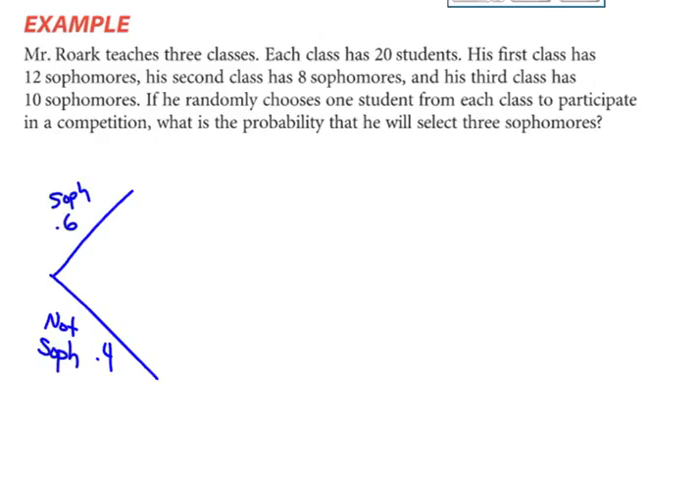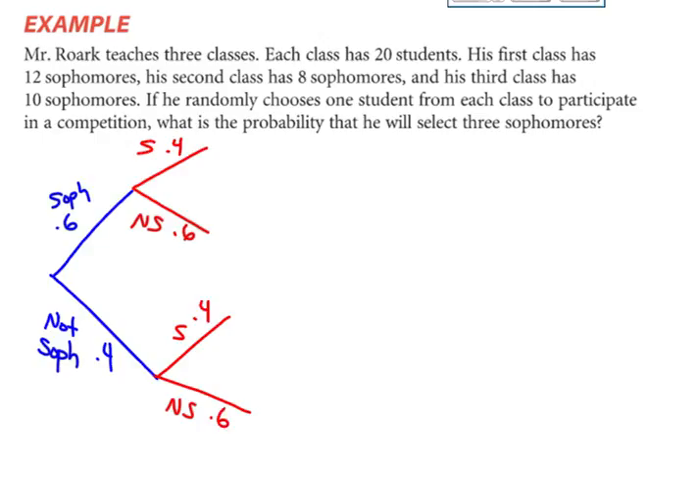We know again he's either going to choose a sophomore or not a sophomore. So we have sophomore, S, and not a sophomore, NS. What is the probability that Mr. Rohrich chooses a sophomore in the second class? So the probability of choosing a sophomore is 0.4. That means the probability of not choosing a sophomore is 0.6. We've taken care of his second choice.